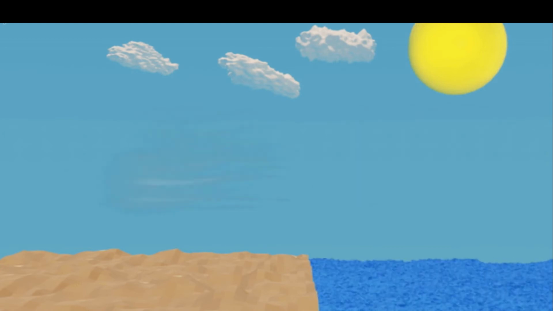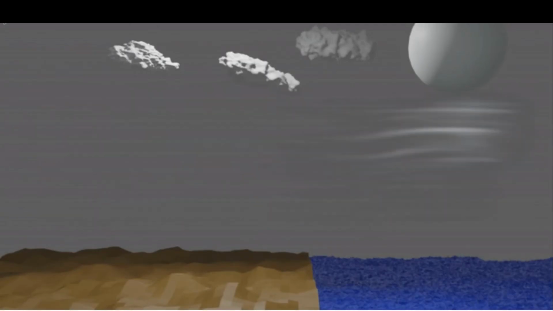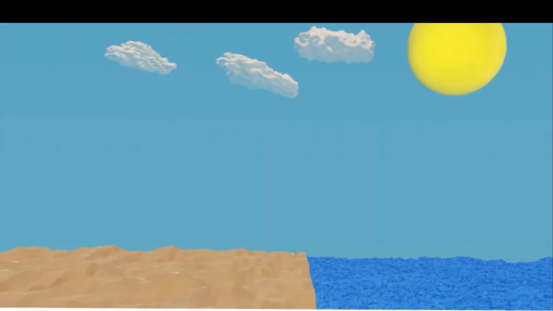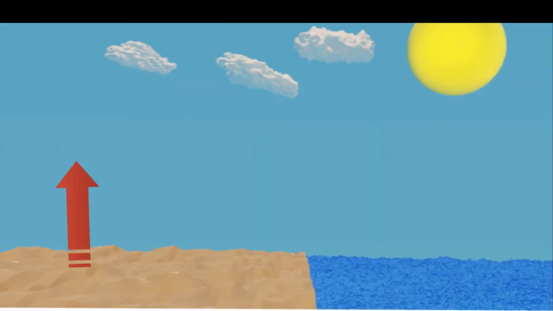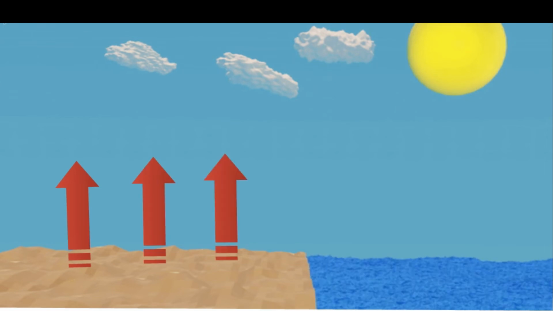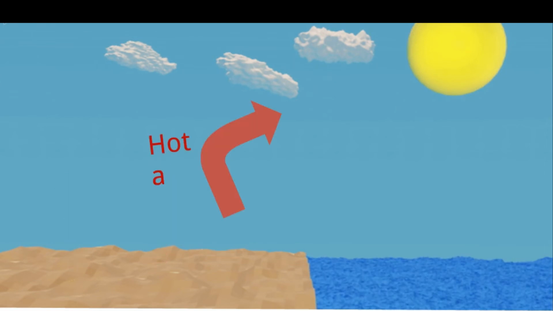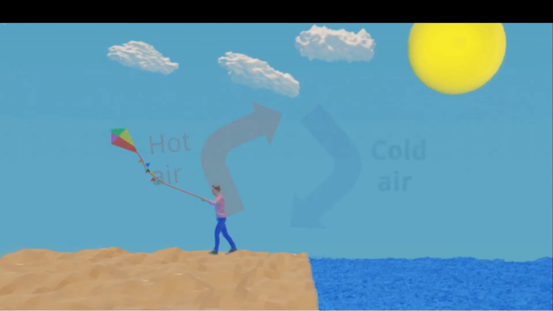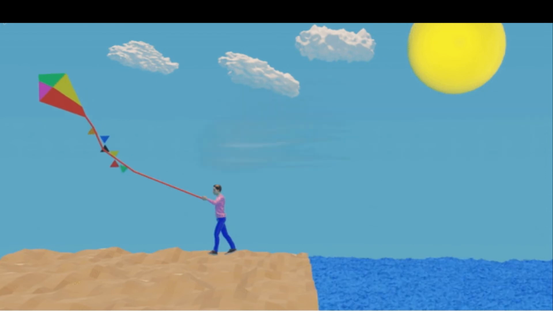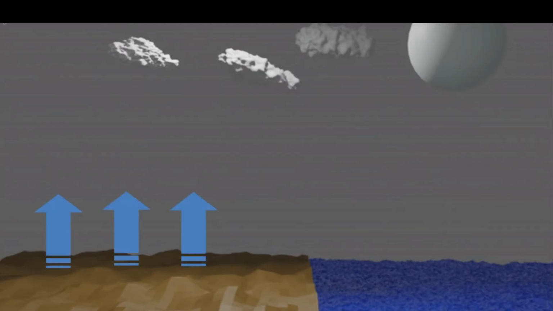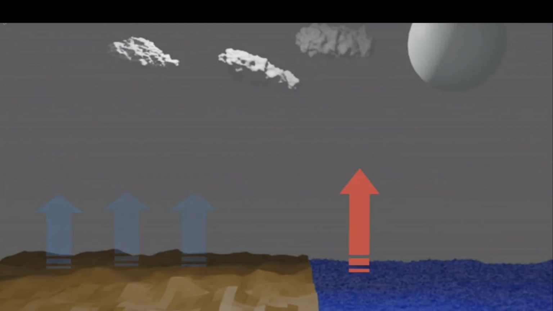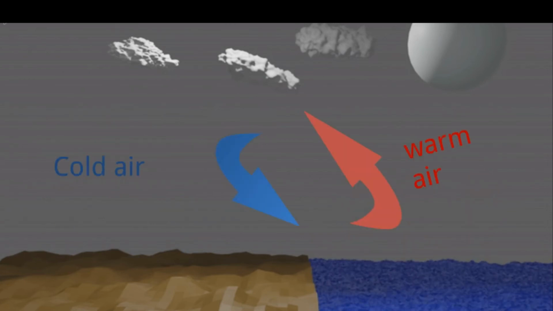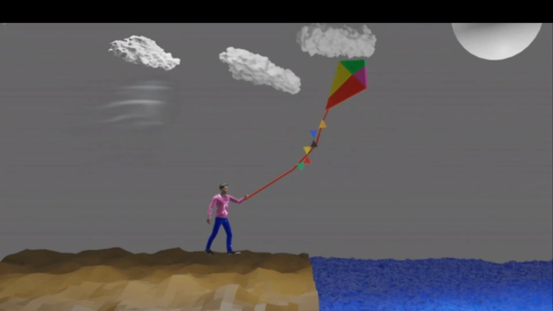Why does sea breeze blow during the day? Why does land breeze blow at night? Land and sea breezes are the result of convection. On a hot day, the temperature of the land increases more quickly than the sea. The air above the land gets hot and rises up. Cold air from the sea begins to move towards the land. It is called sea breeze. At night, the land cools faster than the sea. Therefore, air above the sea is warmer and rises up, and cold air from the land begins to move towards the sea. It is called land breeze.